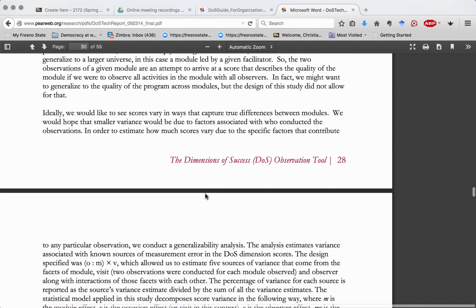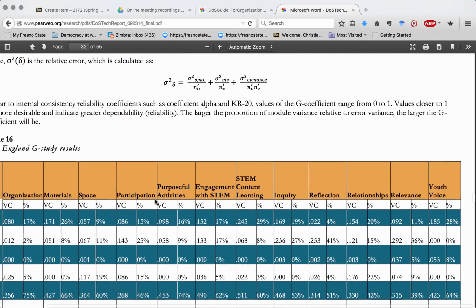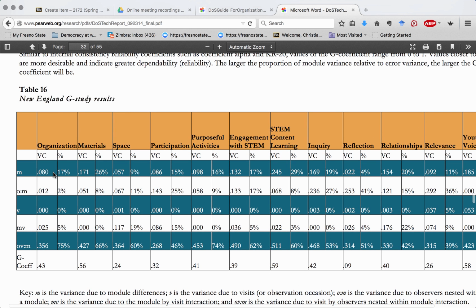And then there's one more thing I want to show you. This here is from the generalizability study, and this table informs you, as a G study, how the variation is distributed to different factors in your study. The M here stands for modules, OM stands for observations modules, V is for visits, modules and visits, and then this here is basically the error term of whatever you can't associate to a specific source. So, for example, here the organization tells you that 17% of the variation in the organization scores is associated with the modules, and about 75% is associated with the error term, so that you don't know why it varies, but it does.